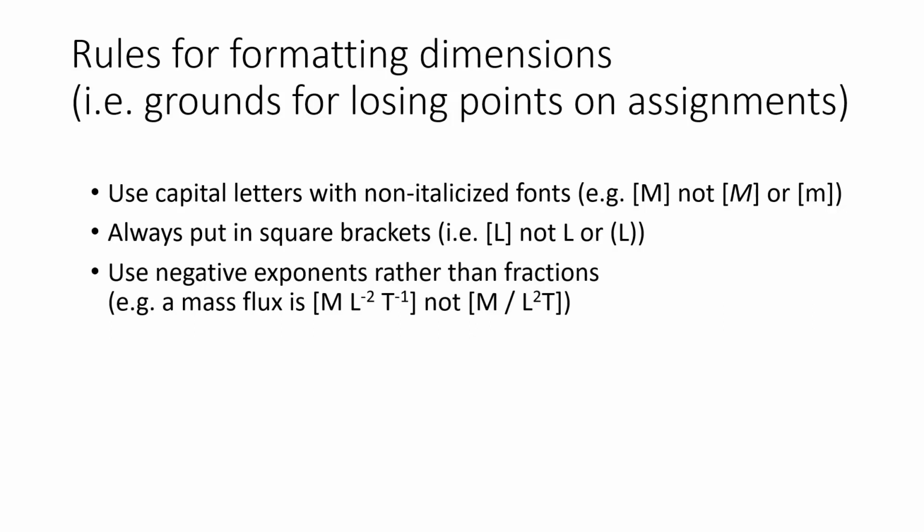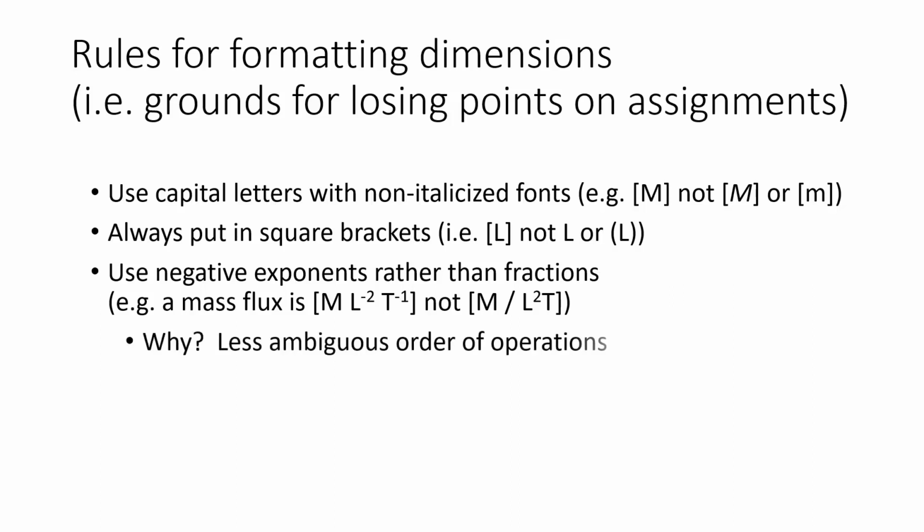Finally, it's best to use negative exponents rather than fractions. It's not technically incorrect to use fractions, but it can be ambiguous. For example, let's talk about a mass flux. So I said a flux is anything per unit area per time. So in this case, instead of a volume, which would be a length cubed, we're talking about a mass flux, or an M per L squared per time. And I've used negative exponents here in contrast to another way of maybe separating a fraction.